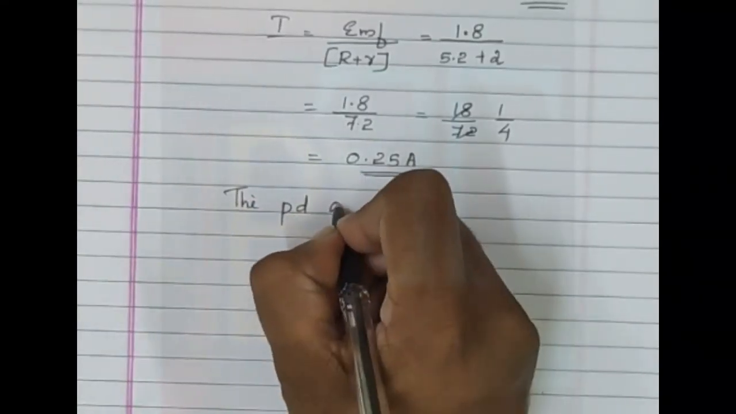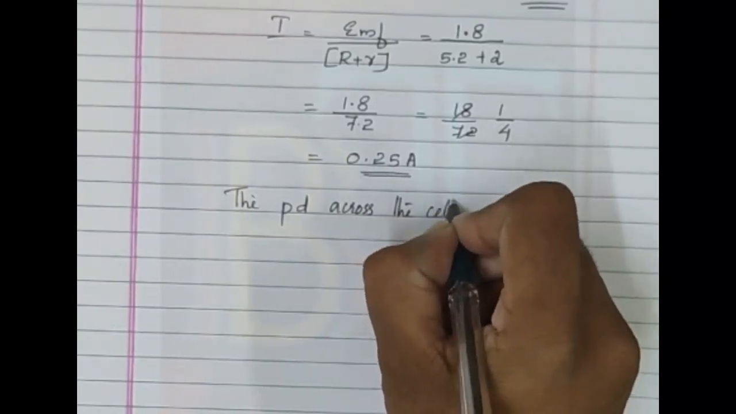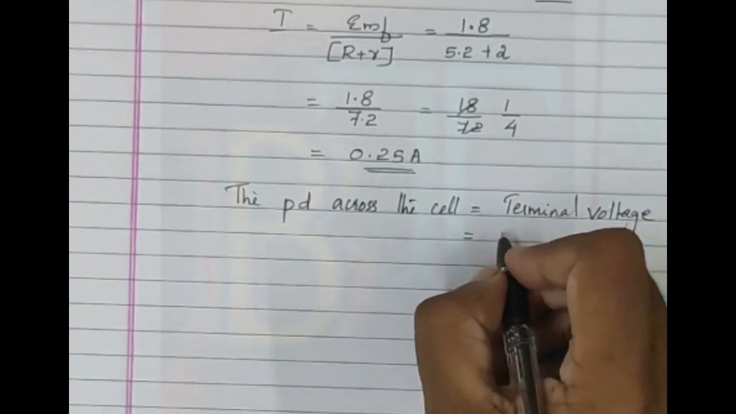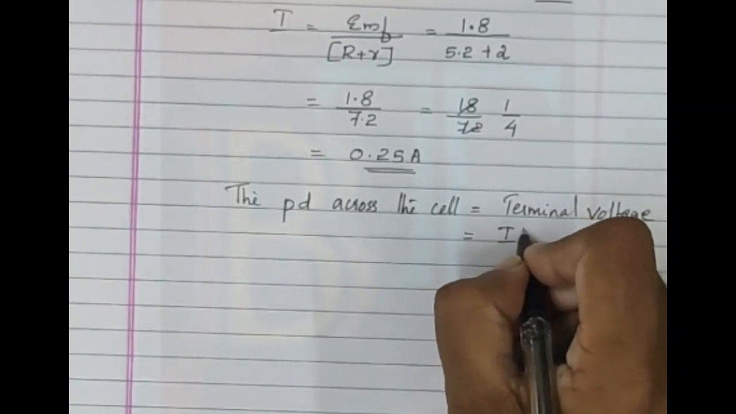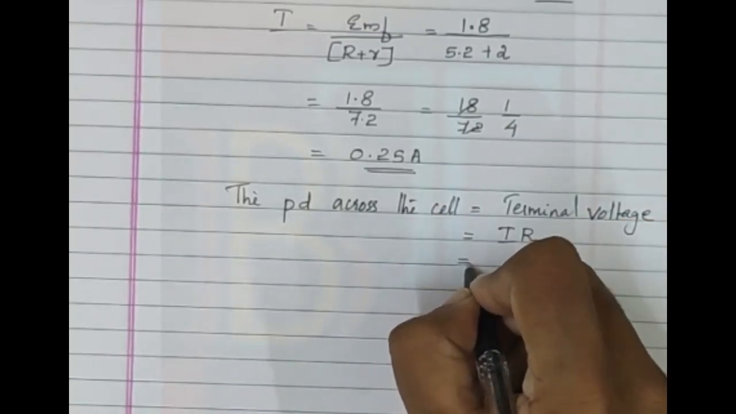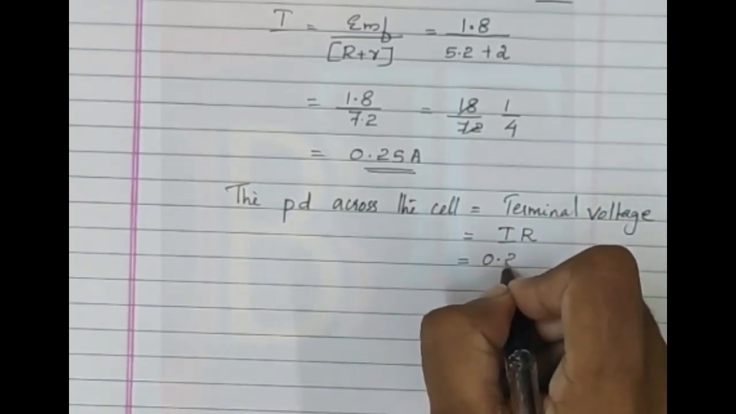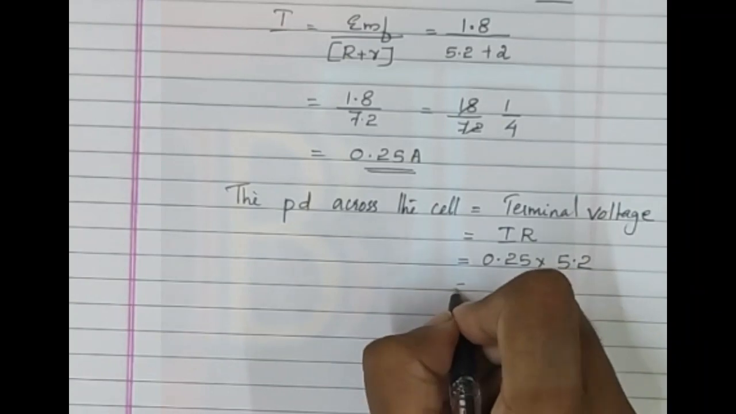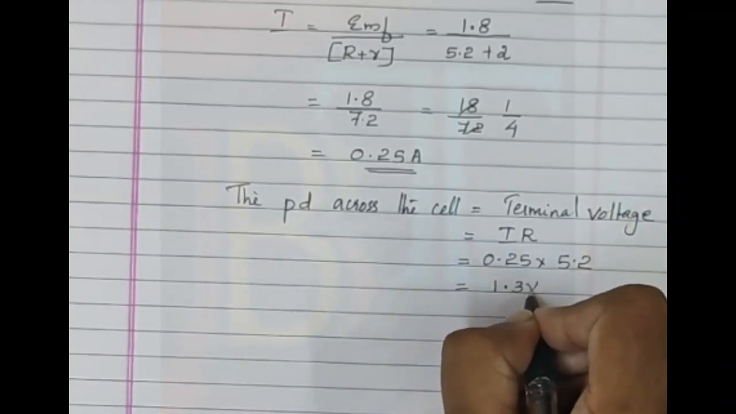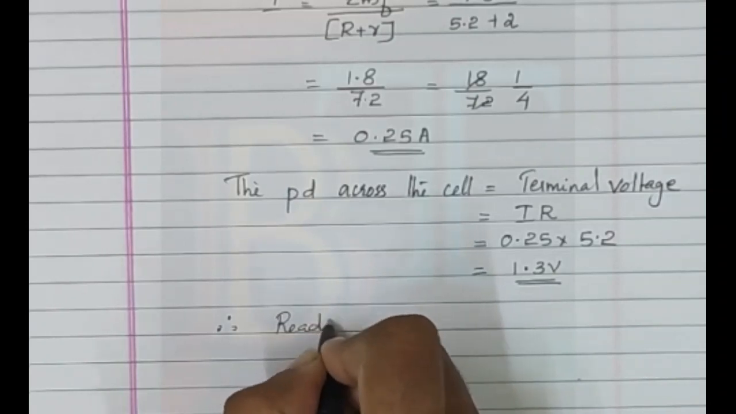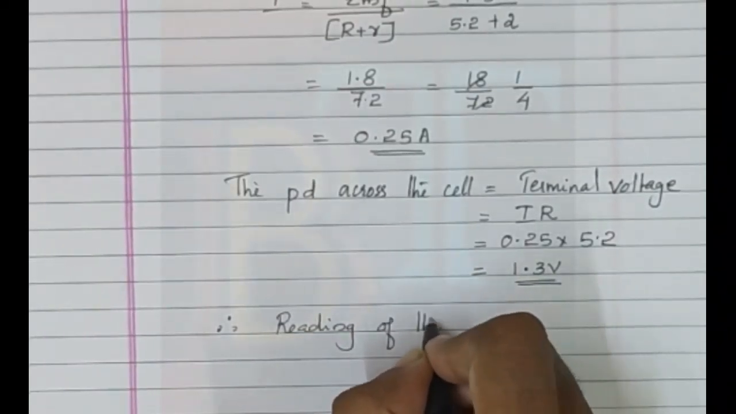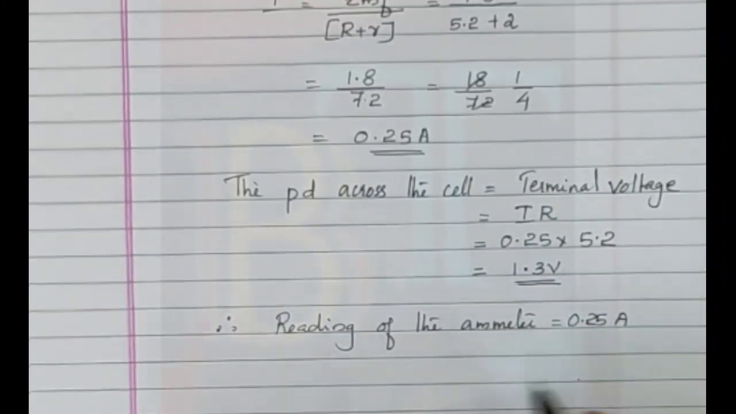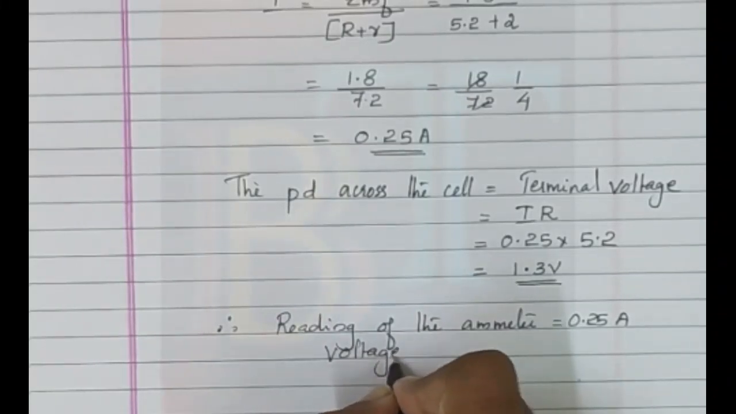Now here the current is flowing. Hence the potential difference across the cell is equal to terminal voltage. We know the equation of terminal voltage. It is current into external resistance. So it is equal to current 0.25 into external resistance 5.2, which is equal to 1.3 volt. So here the reading of the ammeter is 0.25 ampere and the potential difference between the terminals of the battery is 1.3 volt.